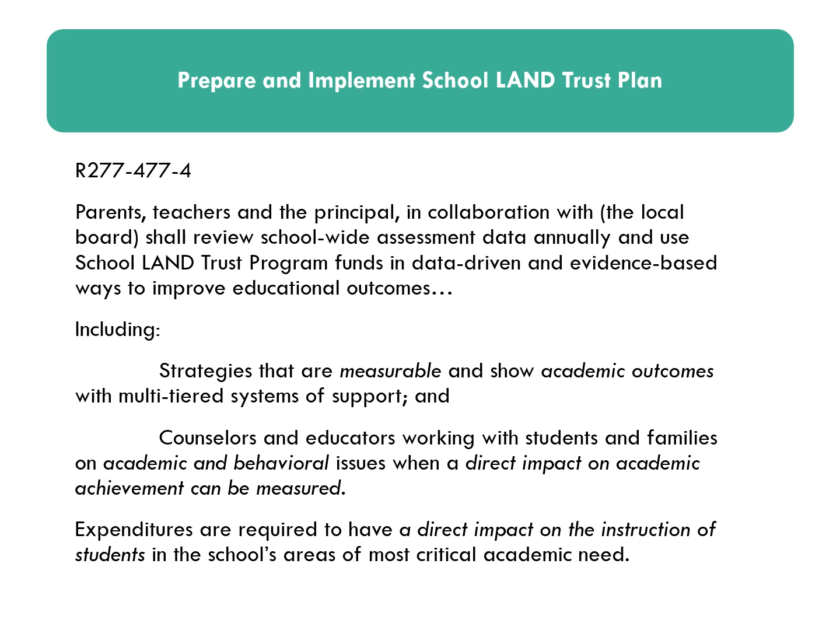These include strategies that are measurable and show academic outcomes, with multi-tiered systems of support, and counselors and educators working with students and families on academic and behavioral issues when a direct impact on academic achievement can be measured. Remember, expenditures are required to have a direct impact on the instruction of students in the school's identified areas of most critical academic need.